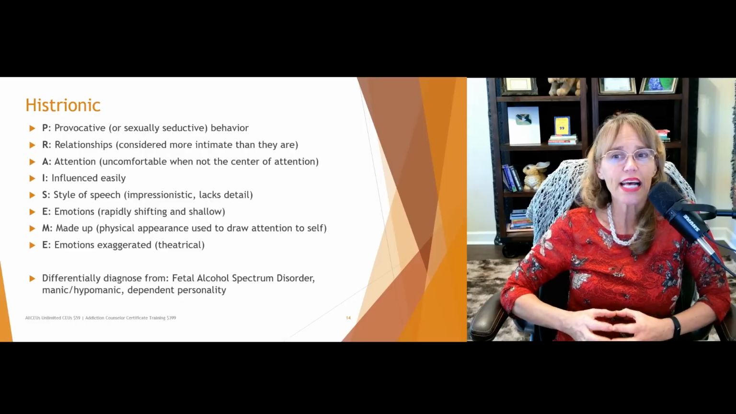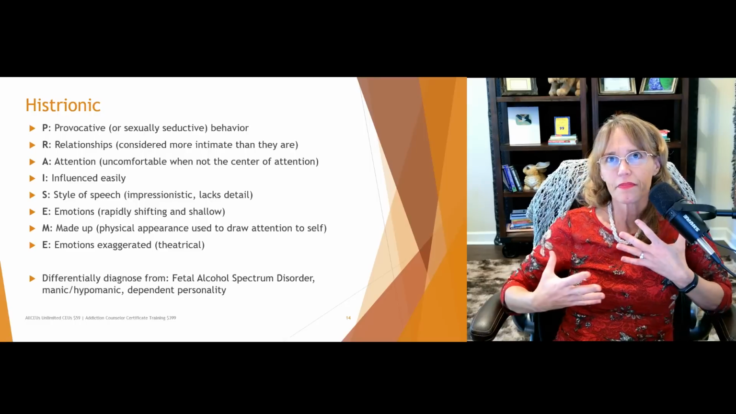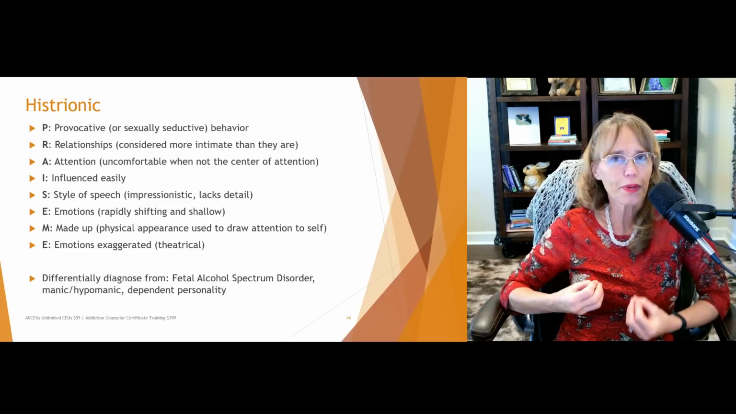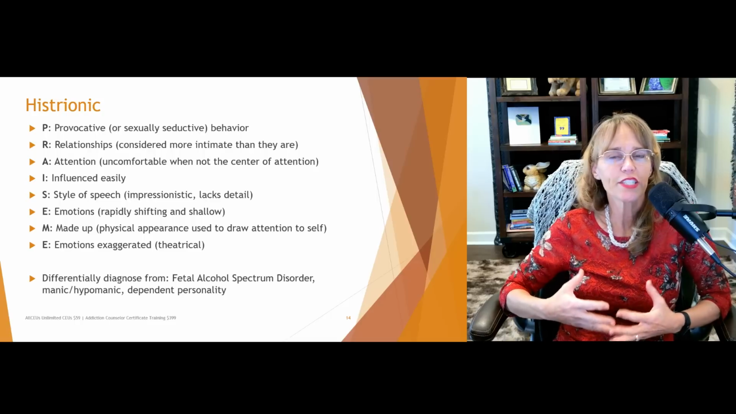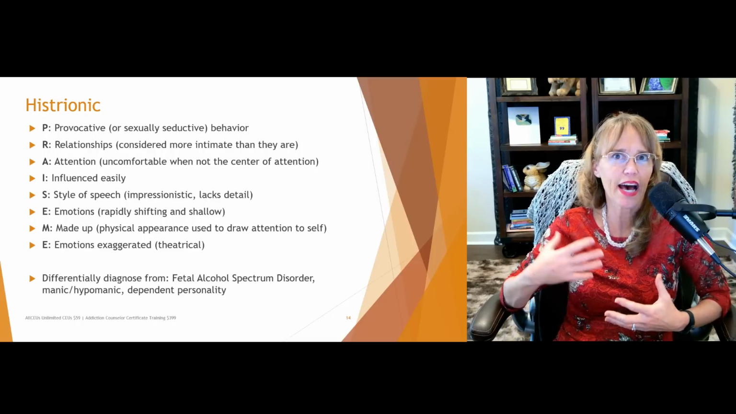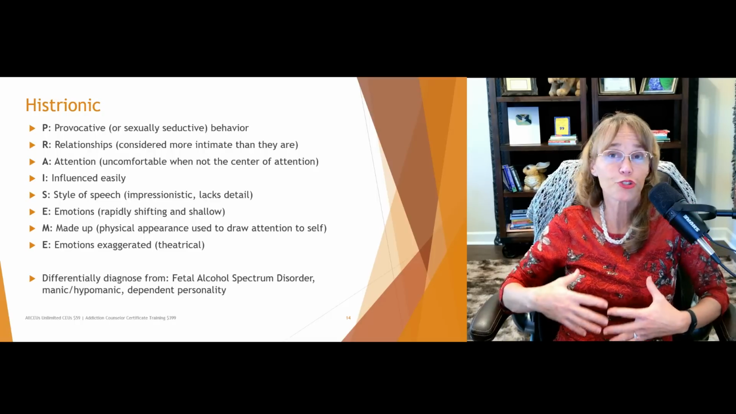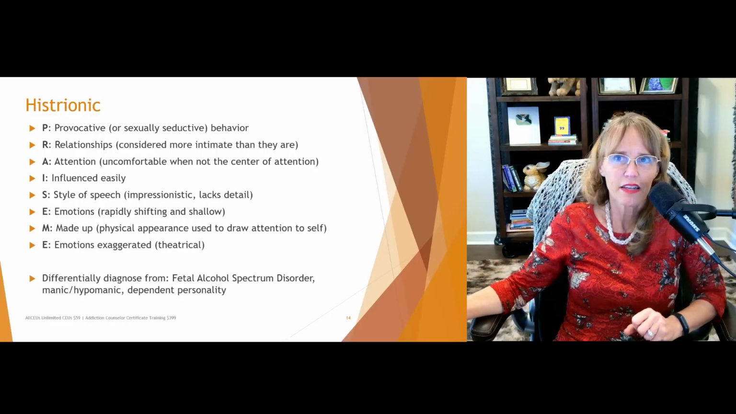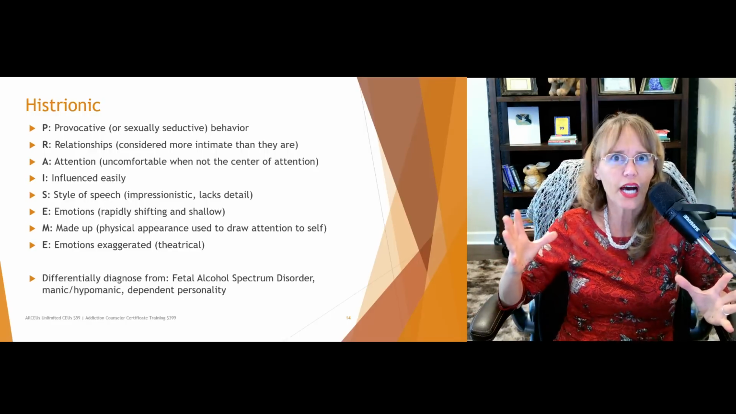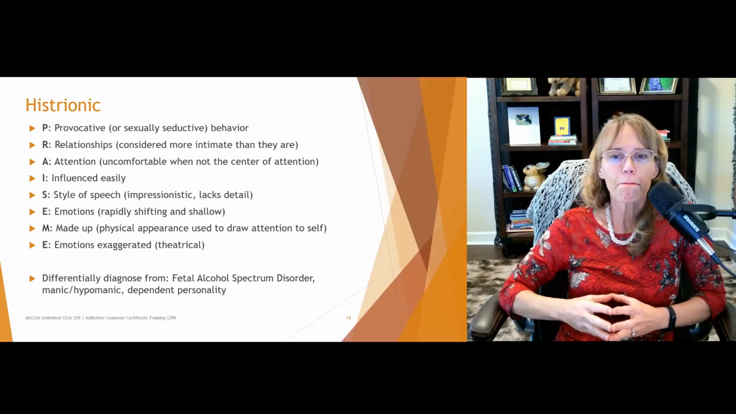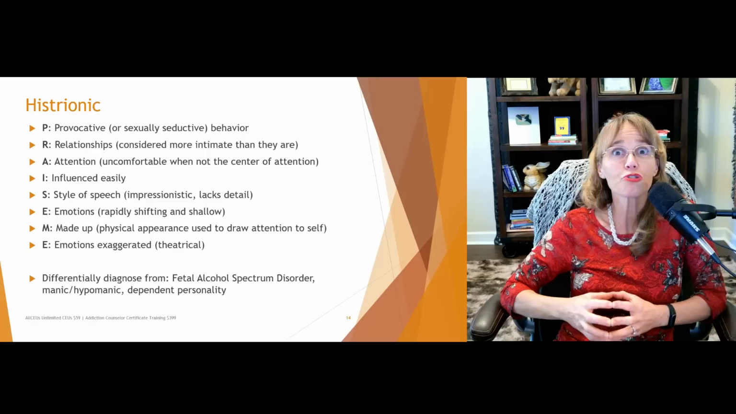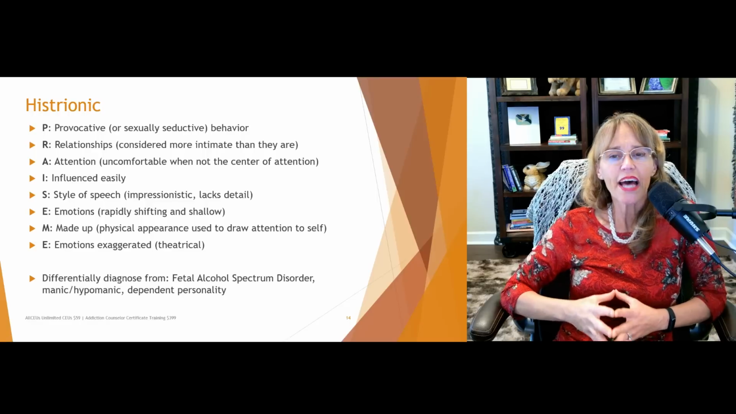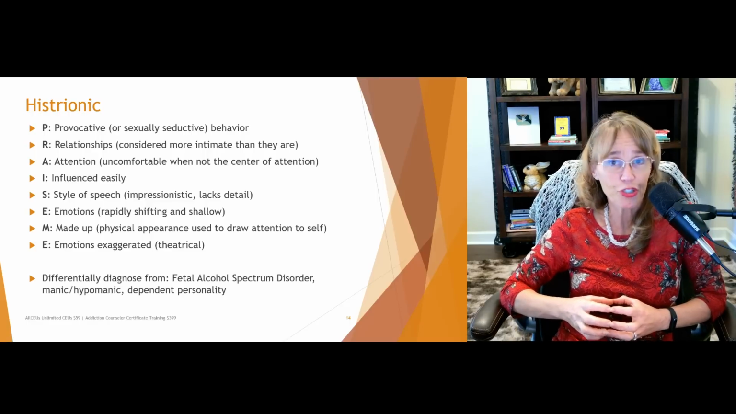They often present as made up or having a physical appearance designed in such a way to draw attention to themselves. They have makeup on, or they're dressed from head to toe in this fancy outfit. You know, their shoes cost $1,400 or something. So that they are drawing attention to themselves. And their emotions are often exaggerated.